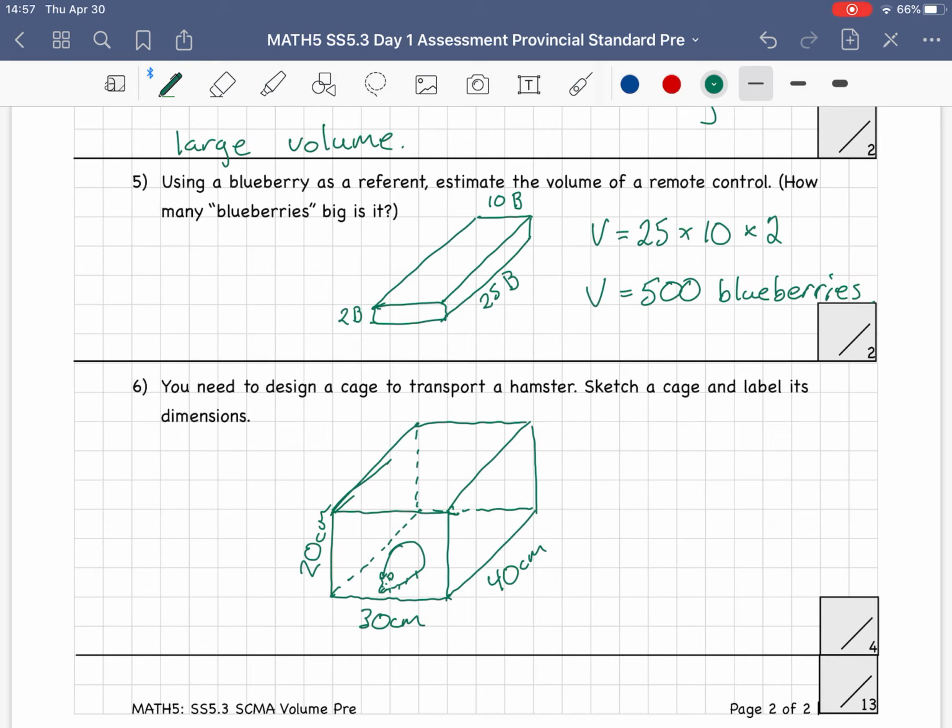As long as you're not doing like 100 centimeters by 200 centimeters, that's way too big for a hamster. That might be necessary for a dog. But for a hamster, 20 by 30 by 40 is appropriate. Maybe even a little bit smaller.